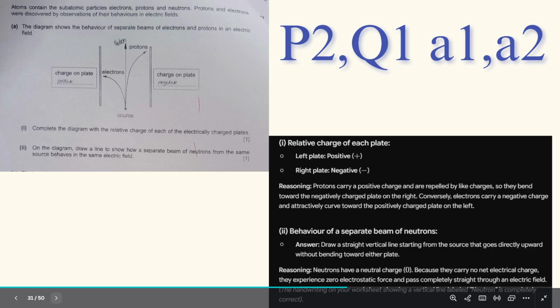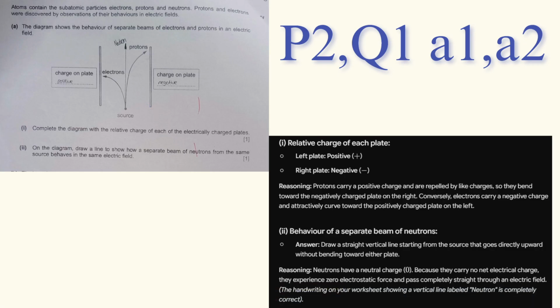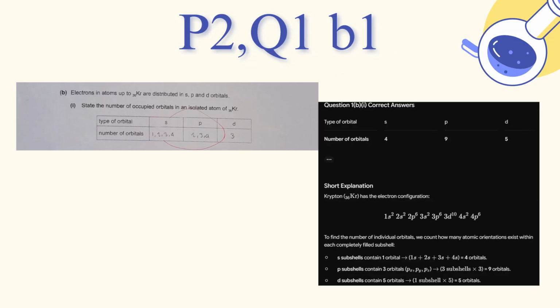Then to A2, the behavior of a separate beam of neutrons. The question is, on the diagram, draw a line to show how a separate beam of neutrons from the same source behaves in the same electric field. Answer: draw a straight vertical line starting from the source that goes directly upward without bending toward either plate. As you can see, there's the picture of the neutron, a straight vertical line. Then we move to paper 2, question 1b, B1.